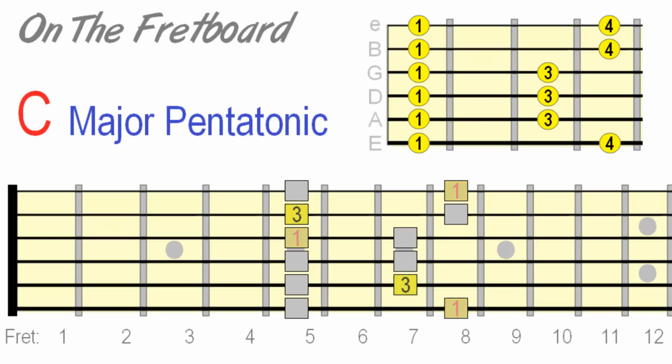Another important note in the scale is the third, as it corresponds to the third of the backing chord. Again, we can use the same memorization exercise with the third positions on the A and B strings. Once again, play through some simple sequences that resolve to the third and hear how they lock the phrase into that C major backing chord.